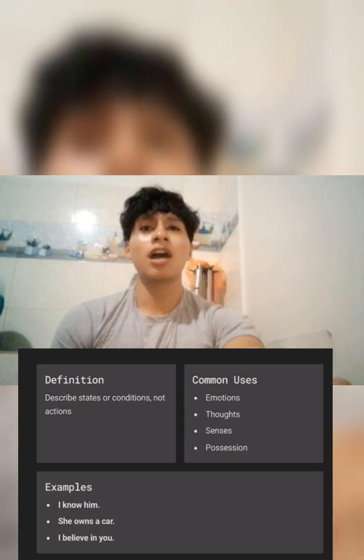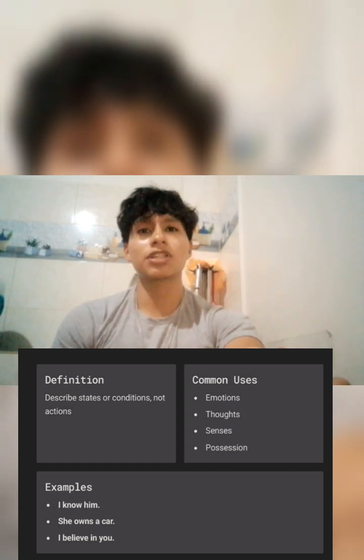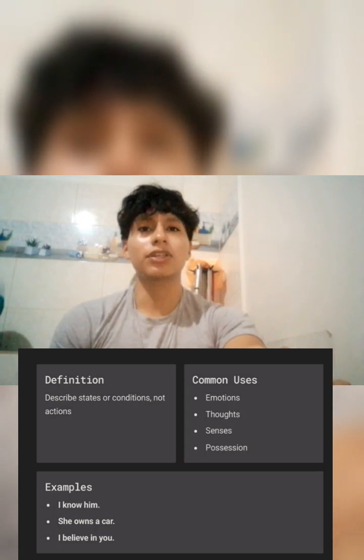For example, I know him. Here, know expresses a state of knowledge. She owns a car. Own shows possession, not an action. And I believe in you. Believe describes a state of mind.